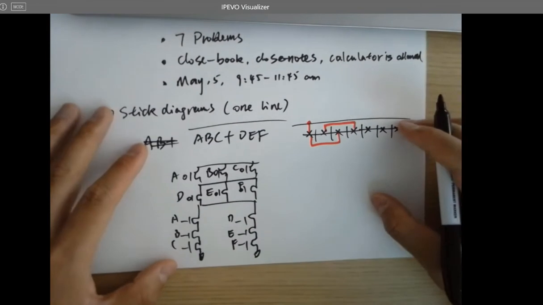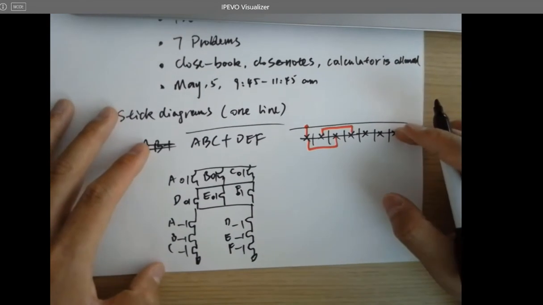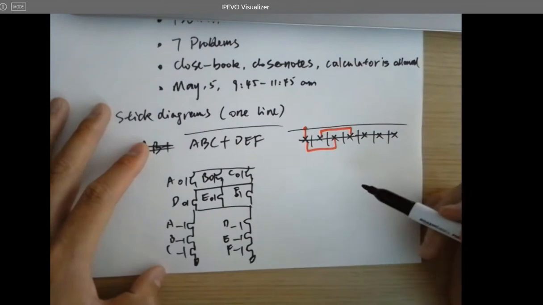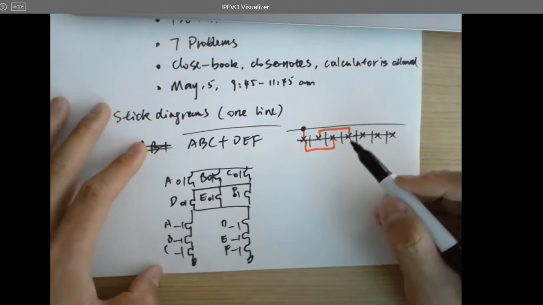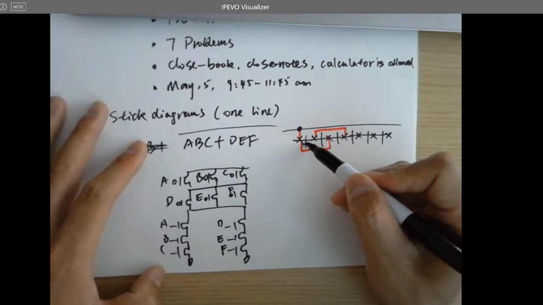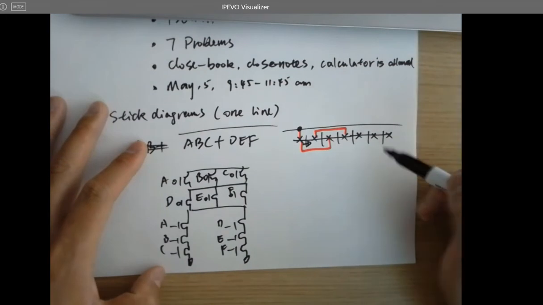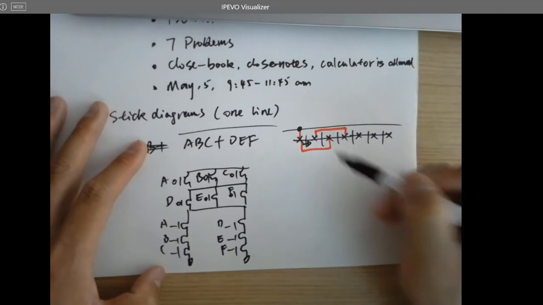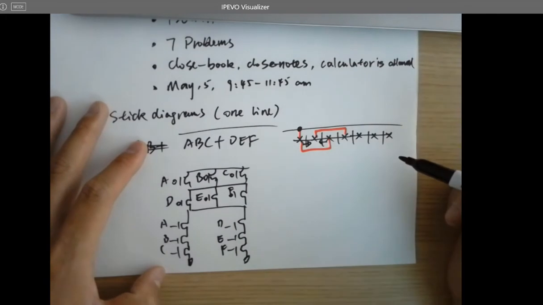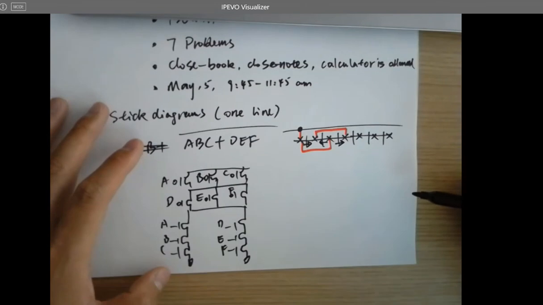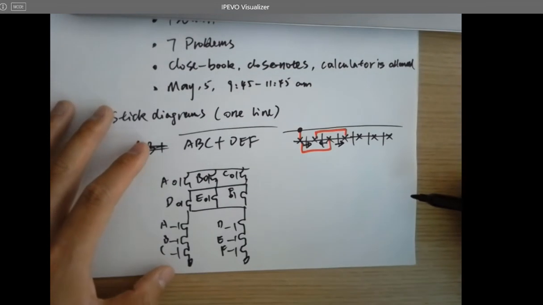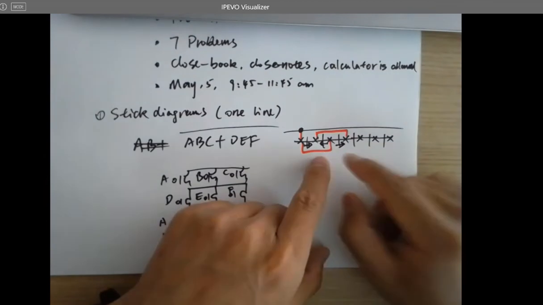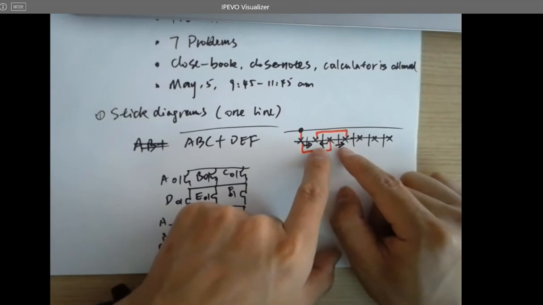Okay, ABC in parallel. Introduce the signal from the VDD. 1, 2, 3 in parallel. Is it correct? And these 3 signals will be merged at this node.